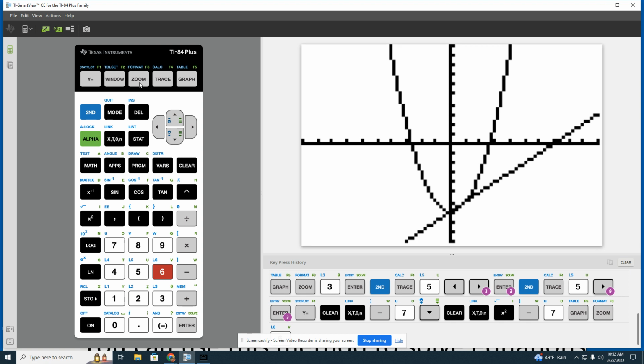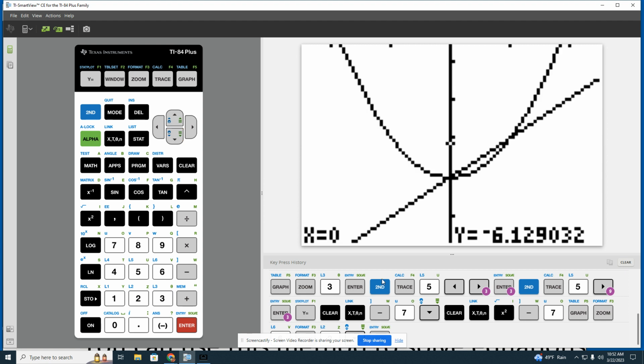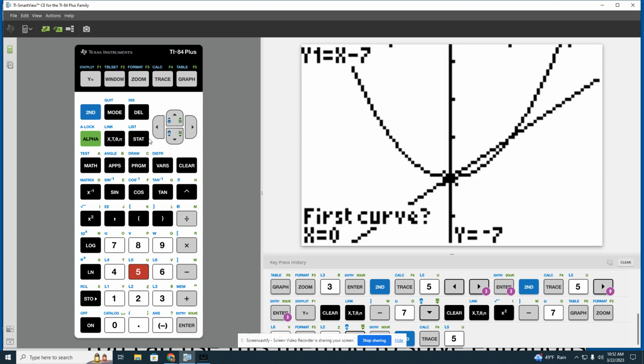What I do is I zoom in. So I'm going to zoom 2, but then I'm going to scroll down there closer to where it is so it zooms in on that area. Now I can definitively see how many times it's crossing each other. Yeah, definitely 2. So I'm going to second trace number 5, and then I'm going to find that first one. It's already there. Enter, enter, enter. So one of them is at 0, negative 7.